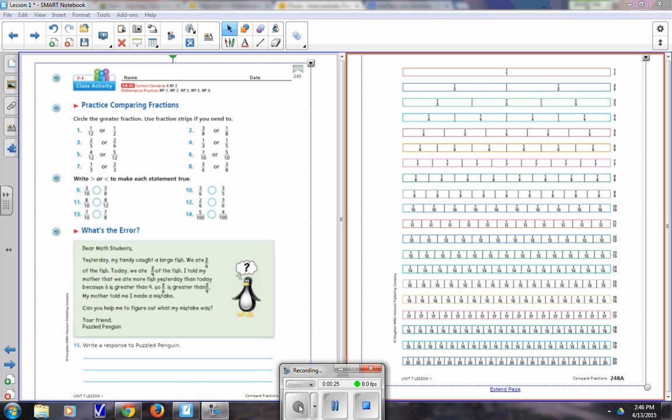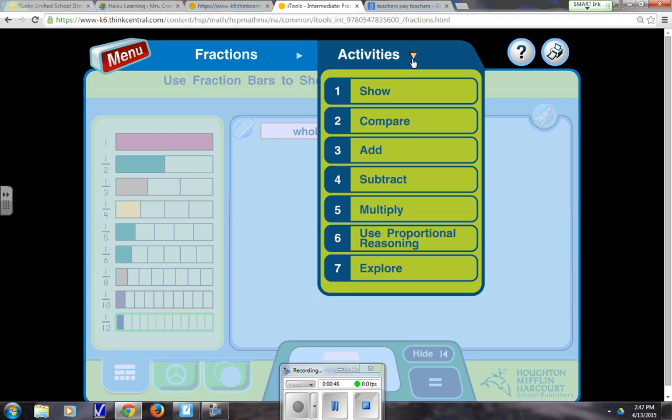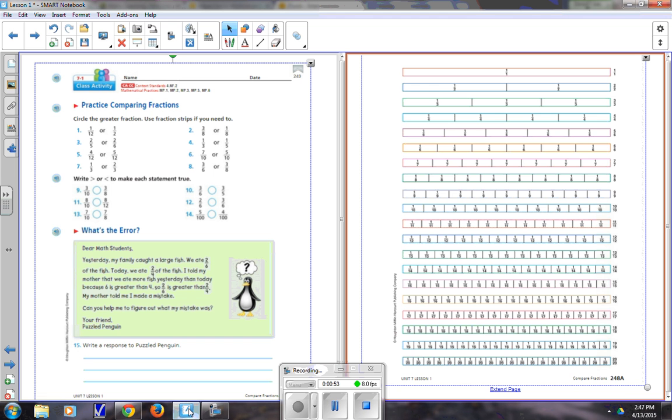I have the fraction strips here, as you can see. There is another tool that if you want to have it as something to play with or look at, if you go into the Think Central, these are the i-Tools. You can use these little fractions, and there are different activities you can do with them. You can add them, you can show them, you can explore with them. I might show that to you in a bit. But let's look at page 249 first.